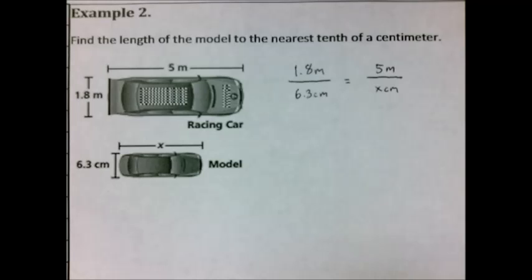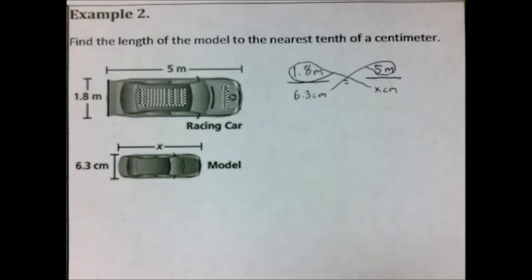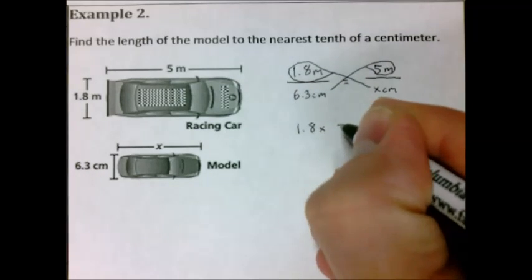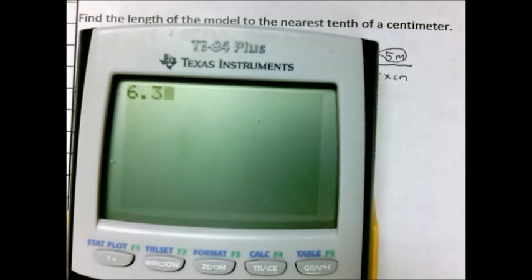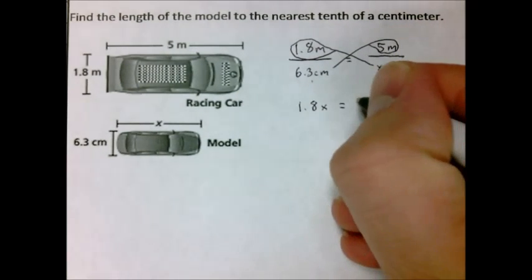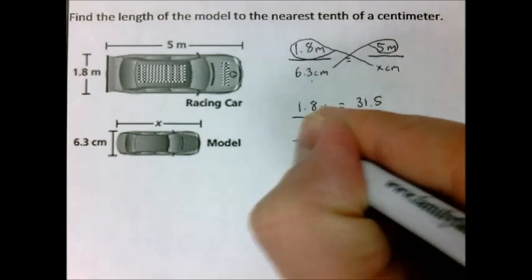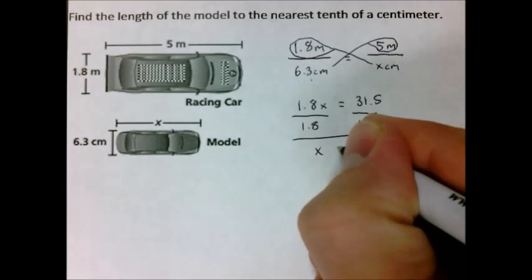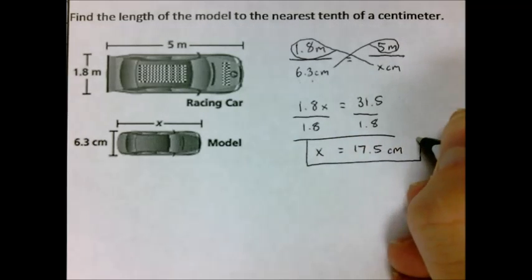This is just solving a proportion. When we solve proportions, I like to use the cross product rule, or I call it the golf club rule, because cross product means we multiply the opposite sides and set the products equal. So 1.8 times x is 1.8x, equal to 6.3 times 5. I'm no mathematician, but I have a calculator, so 6.3 times 5 is 31.5. Then we divide by 1.8 on both sides to get x by itself. Dividing 31.5 by 1.8, we get 17.5. So x, the length of the model, is 17.5 centimeters. All right, that's it. Enjoy.